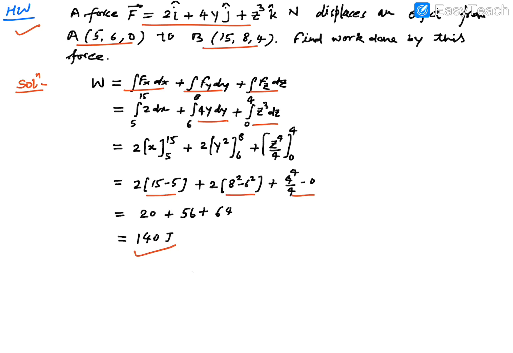Since this work done is coming positive, we will say this force is doing this much amount of work. Okay, and as we have talked about, if the work done comes out to be negative, then we say the same amount of work is being done against the force. So this is the language that we follow.